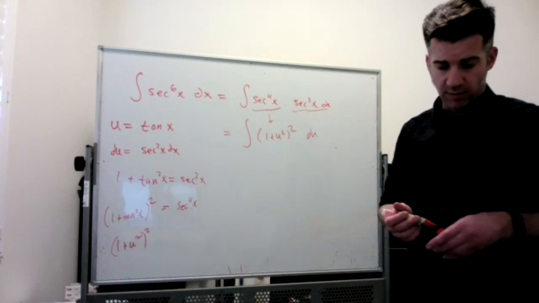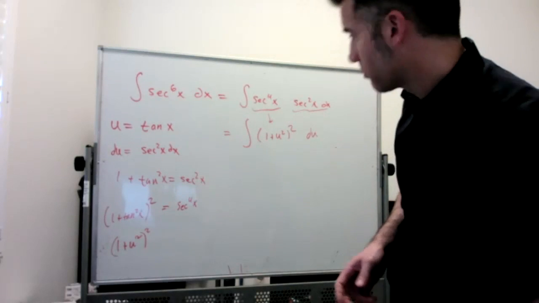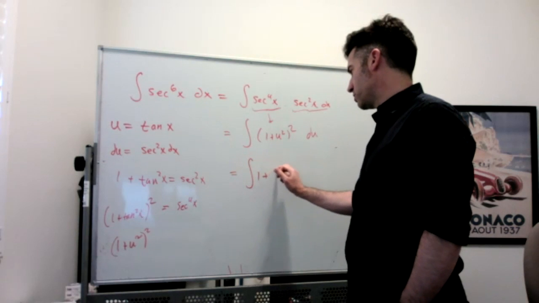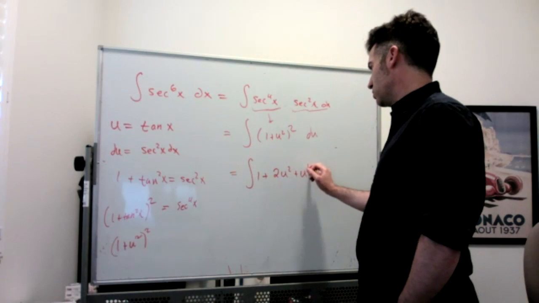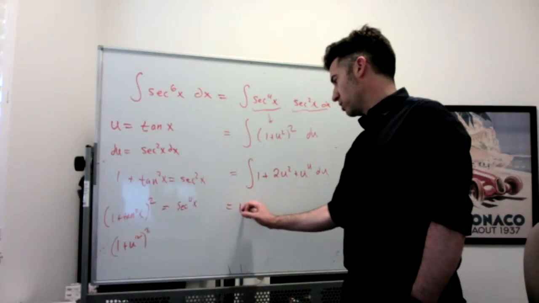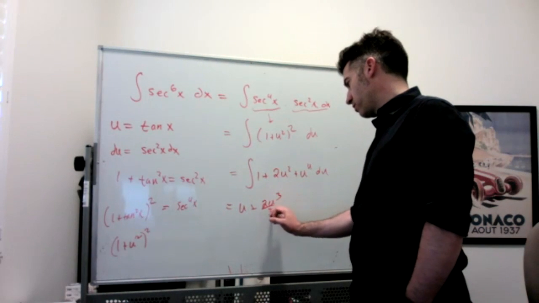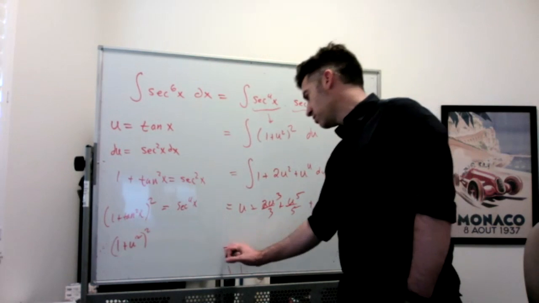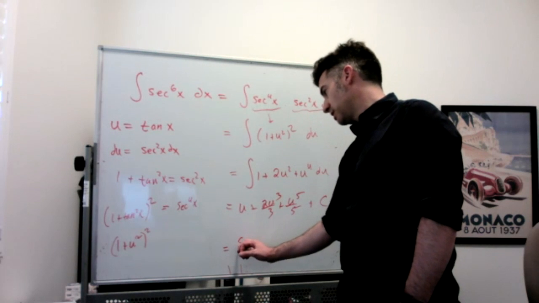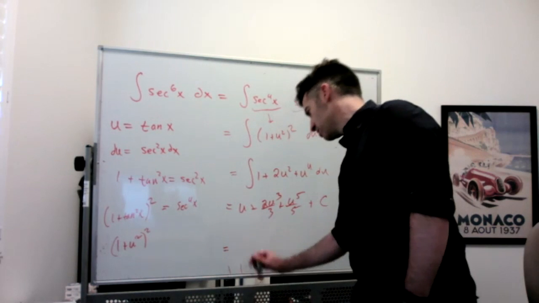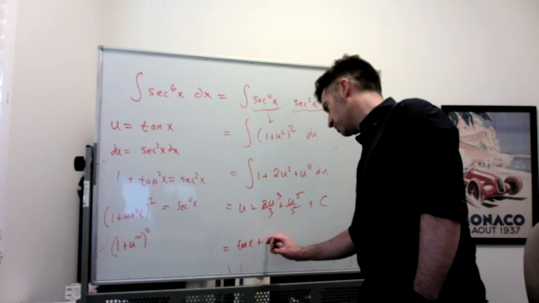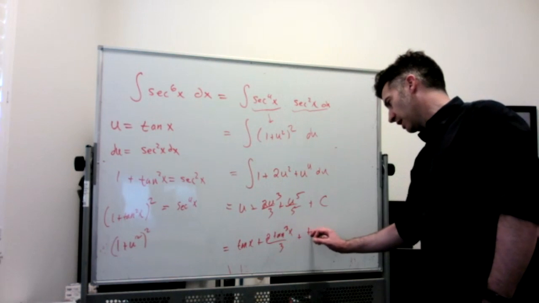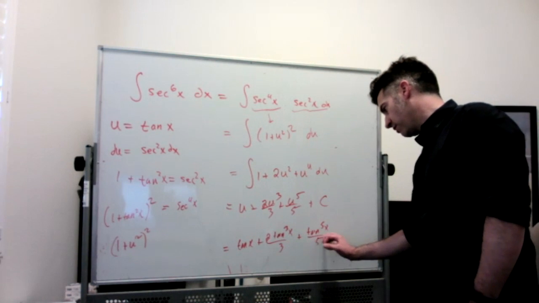Very similar to the previous problem. So then we get the integral of 1 plus 2u squared plus u to the fourth du, which is equal to u plus 2u cubed over 3 plus u to the fifth over 5 plus c. And then we get tangent of x plus 2 tangent cubed x over 3 plus tangent to the fifth x over 5.